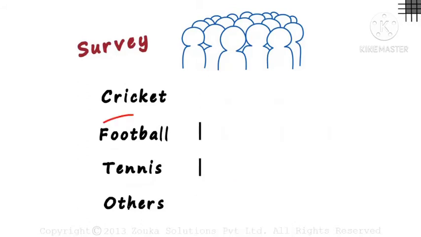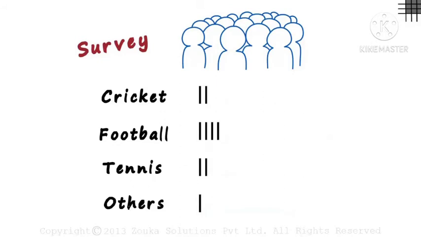Then the next guy says football. Again, we just draw a vertical line next to the first vertical line. Notice that in this case, we just don't have to think what the previous number was. We just draw a line when a person names his favorite sport. The next 2 guys say cricket. So we put 2 vertical lines next to cricket. And the list goes on.